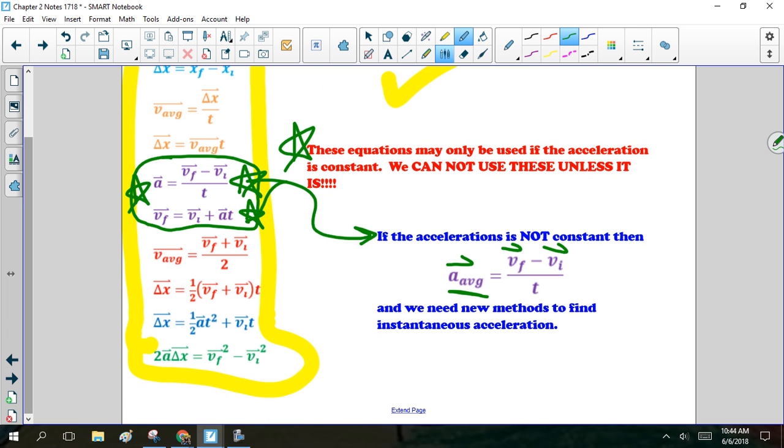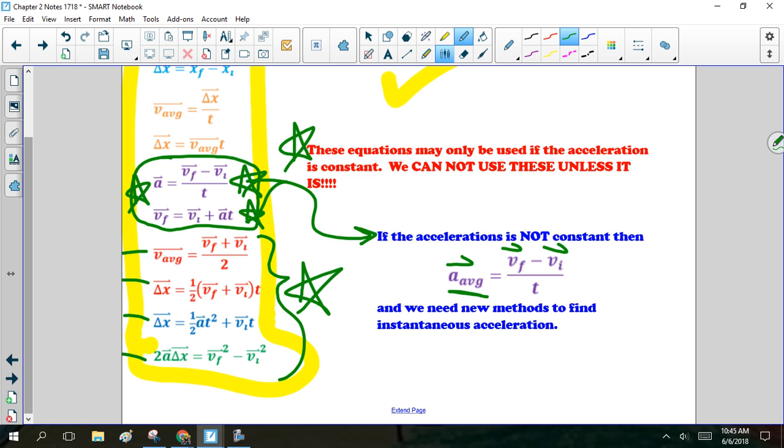Here were the ones that I was the most worried about. These guys here can only be used if the acceleration is constant. In teaching this my first year, this was a super common issue, as I had students trying to use one of these last four equations to solve a problem in which the acceleration was not constant. So please, please be aware of that. These only work if the acceleration is constant. I know I've said it a bunch. That is because it is super important.